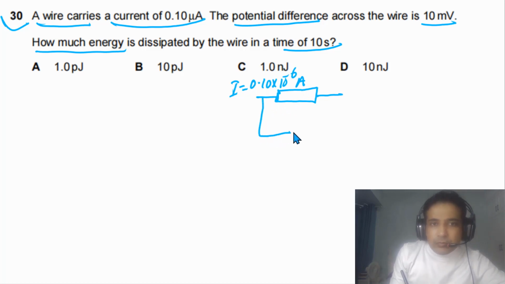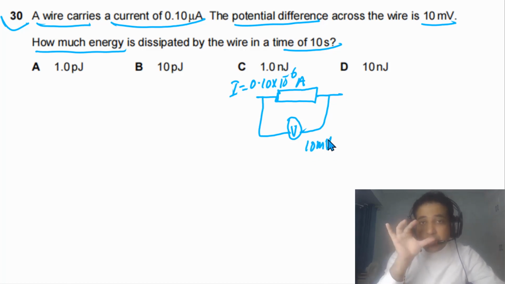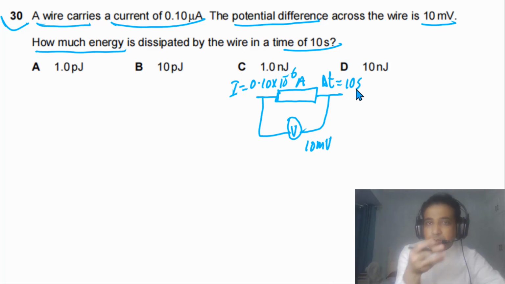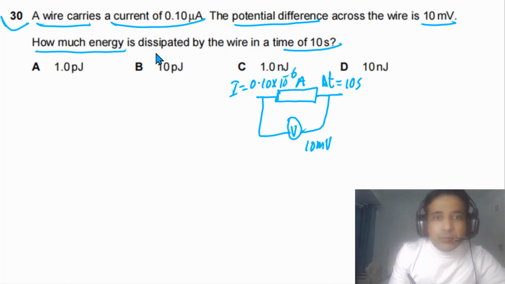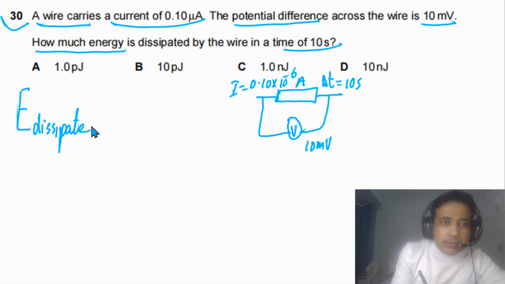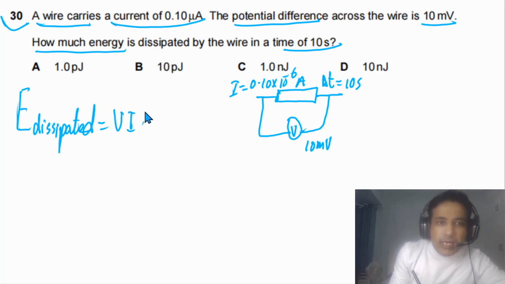And if we connect a voltmeter across this wire, the reading on this voltmeter is given to us, that is equal to 10 millivolts. It means the PD across this wire is equal to 10 millivolts. And if current passes through this wire for a time of 10 seconds, how much energy will be dissipated? It means how much electrical energy will be converted into thermal energy? That is what we need to calculate. So simply we can start with E dissipated, energy dissipated, simply equal to VIt.